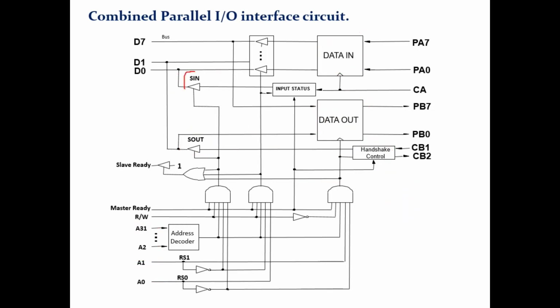So it reads S in status, it reads S out status, it reads data in, actual data, and it also writes or sends to the data out. Okay, 4 different operations. So we have A1 and A0, 2 bits, which makes 4 combinations: 0 0, 0 1, 1 0, and 1 1. While reading, S in will be placed in D0 of the data bus, and S out is placed in D1. This is known by the processor and the processor handles it.